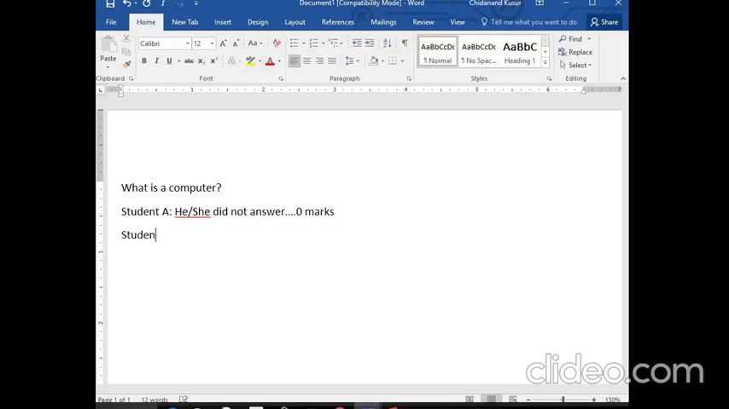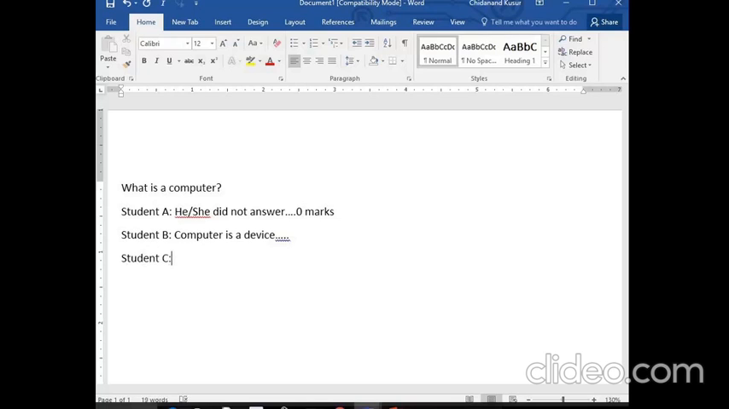Now I am asking the same question to all of you. What is a computer? Student B is telling, sir, computer is one device. Oh, very good. The second student's answer is better than the first student's. A little bit I am happy with this answer, like computer is a device. Oh, it is a non-living being. Oh, very good.